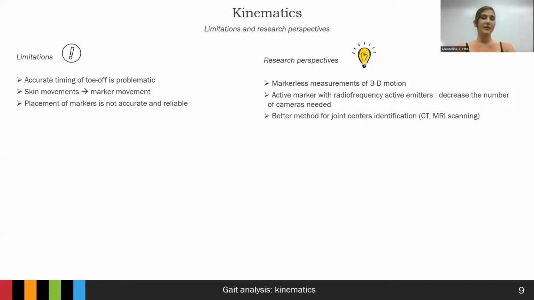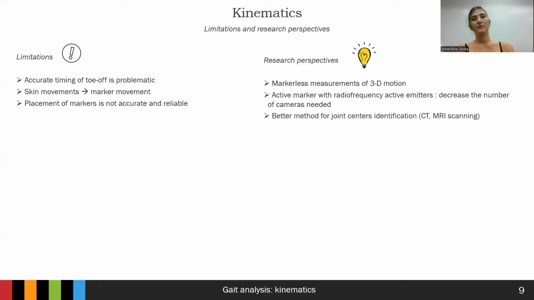So you have some research perspectives to improve these limitations. Some markerless measurements of 3D motions are currently being developed. Also, you can use active markers with radio frequency active emitters to decrease the number of cameras needed. So it's more about the economy of hardware in this kind of method.